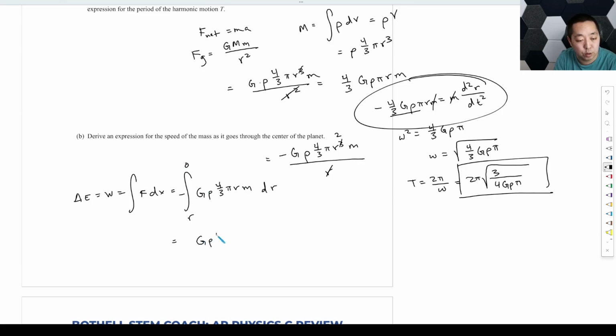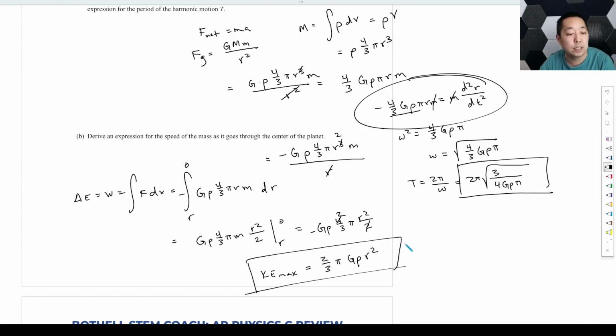So this is going to be G rho 4/3 pi m, and this is going to be r squared over 2 from 0 to r, but we're going to make it positive. Plug in 0, you get 0. Plug in r, you get G rho 4/3 pi r squared over 2, which is negative, but we'll just make it positive. So the maximum kinetic energy we're going to get is going to be this guy. It's going to be 2/3 pi G rho r squared, like that.